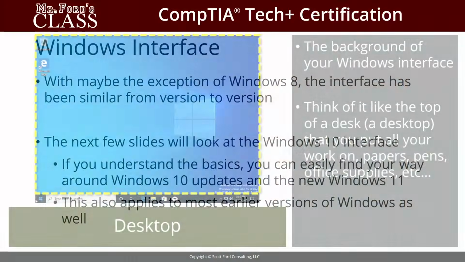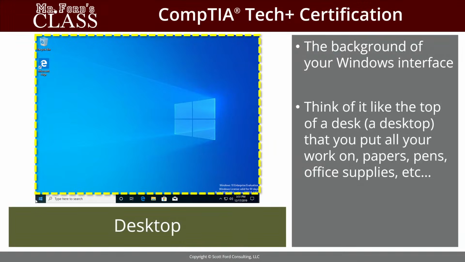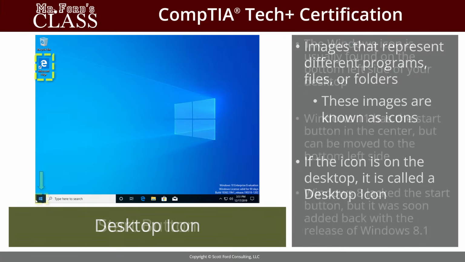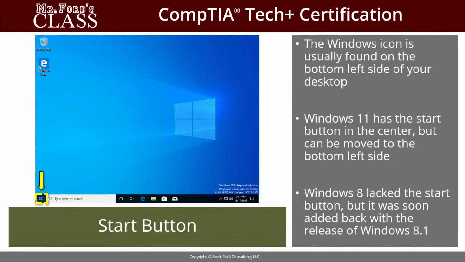We missed it. All right, so this is your desktop. That's where the background of what you're working on is. It's like the top of a desk. That's why it's called a desktop. You have icons on the desktop. These would be called desktop icons. Again, this isn't rocket science, just basic stuff.